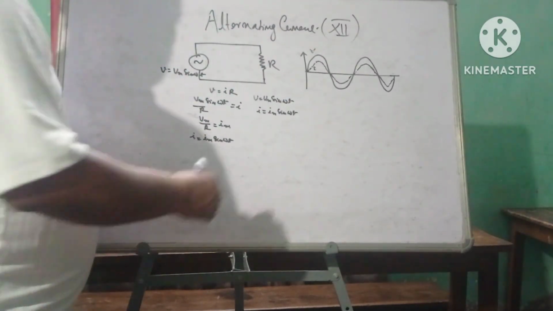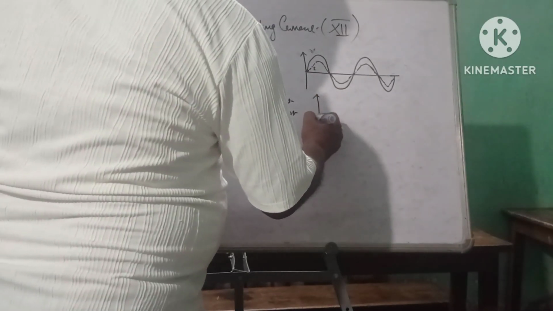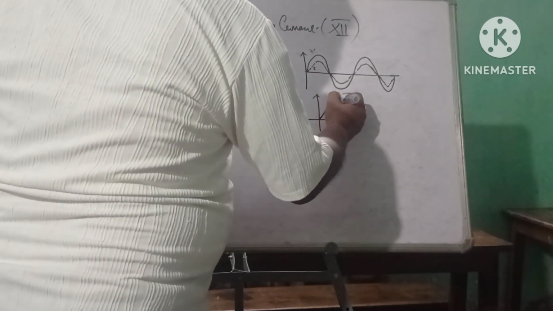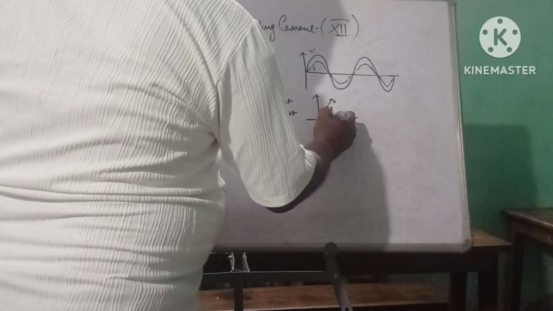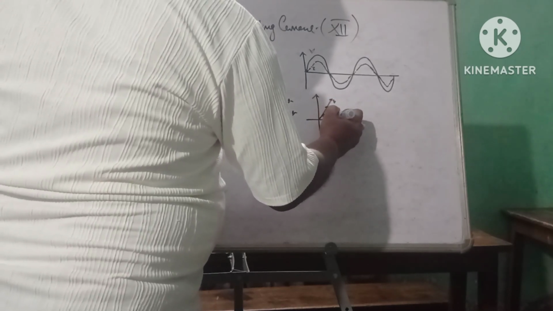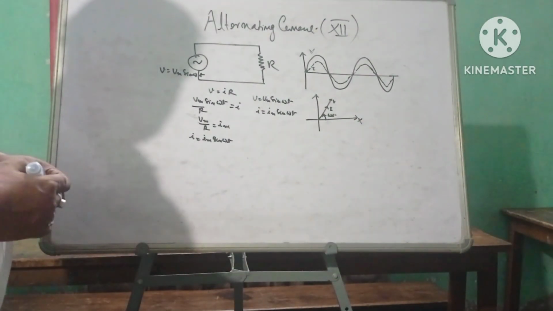And your phasor diagram will be this one. This is V and this is R, your phasor diagram, making an angle omega t with the x-axis. This will be your phasor diagram.